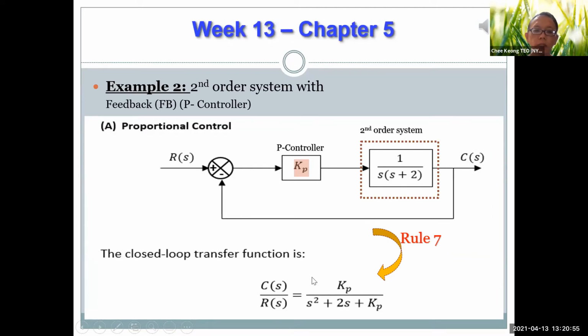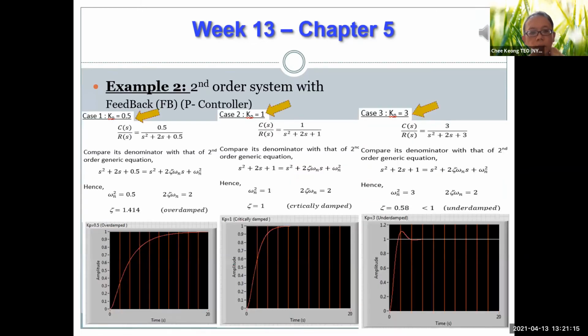So if you do this, the closed loop transfer function using rule 7 again, your G is here, and of course your H is 1, so it's G over 1 plus GH, which will give you this expression, Kp over s squared plus 2s plus Kp, right? So this is your closed loop transfer function using rule 7 of block diagram manipulation. Now if we substitute Kp equals 0.5, 1 and 3 into the expression for C(s) over R(s), we will see damping ratio equals 1.414, 1 and 0.58 respectively.